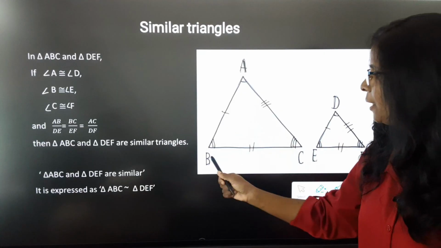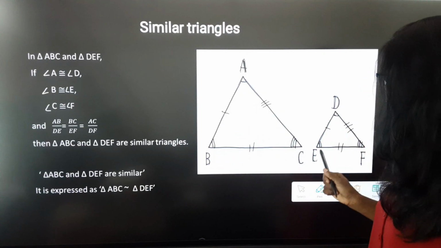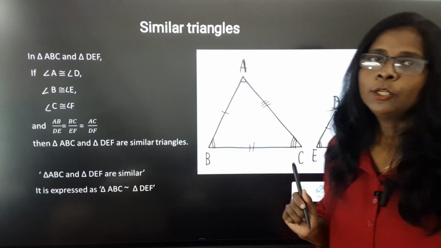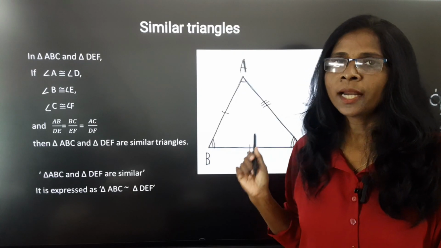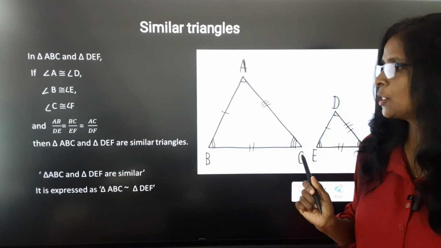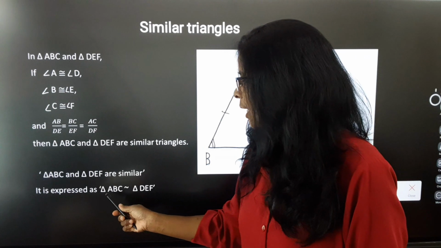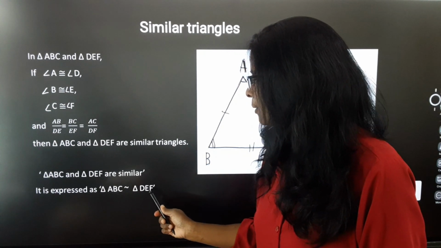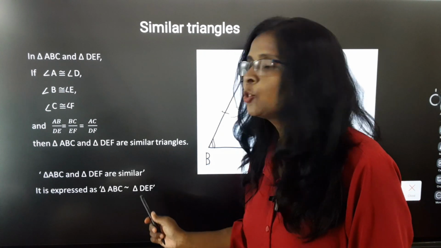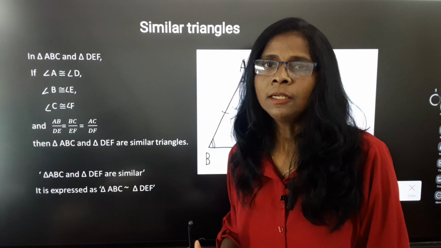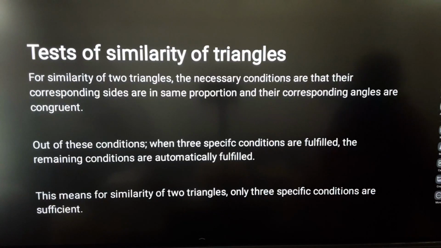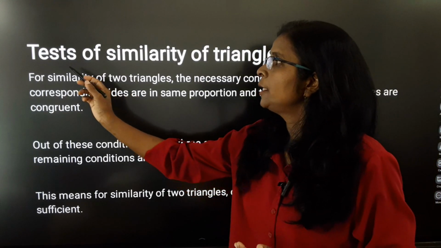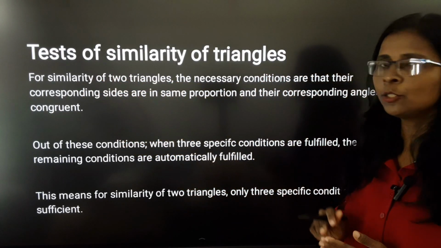Triangle ABC is similar to triangle DEF. So how can we express that these two triangles are similar to each other, students? We have to write triangle ABC similar to triangle DEF. This symbol is known as the similarity sign. See the tests of similarity of triangles, students.